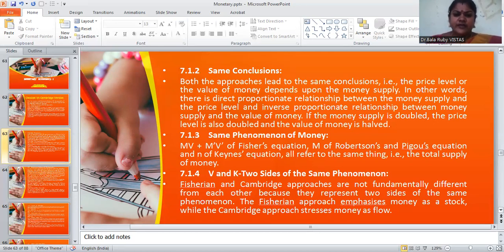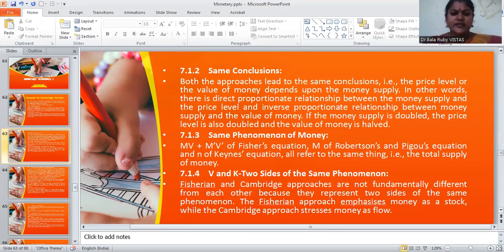Then the next similarity is the same phenomenon of money. See, MV plus M'V', this is Fisher's equation. M of Robertson and Keynes's equation, and N of Keynes's equation, all refer to the same thing. That is the total supply of money. So this is the next similarity.